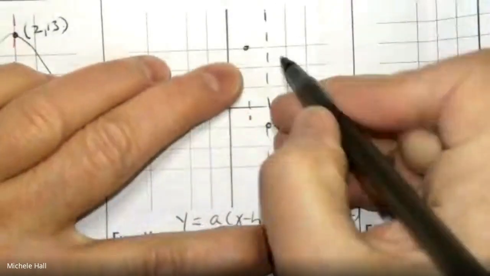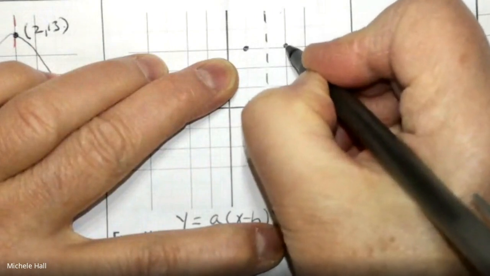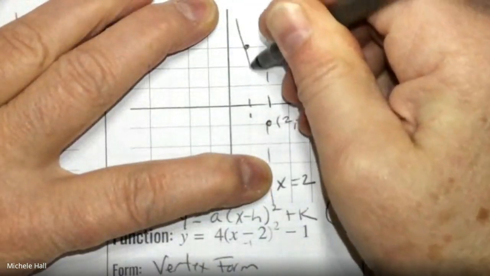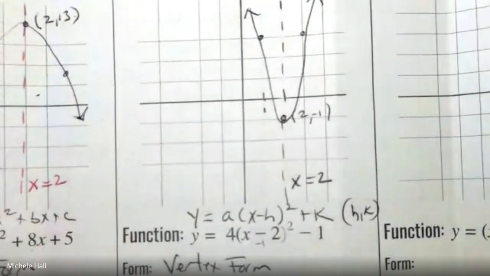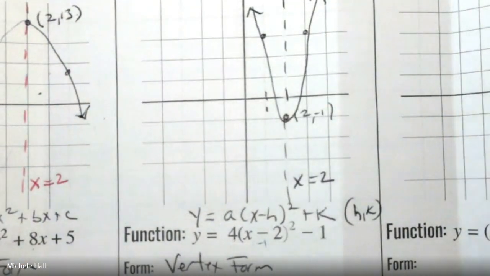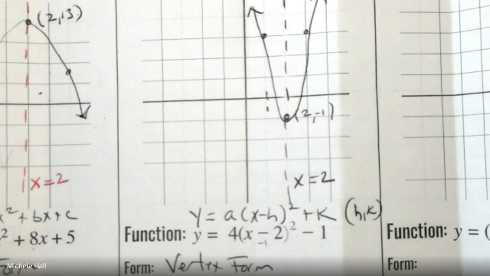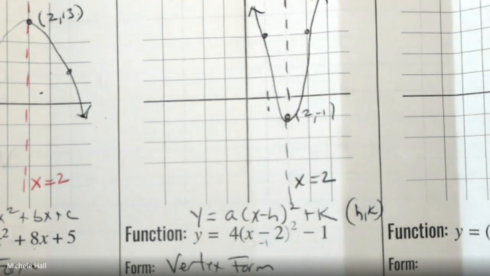And so I'm going to use my symmetry of being 1 unit away on the other side, and I can see that U shape now. And so I am going to sketch that graph. I've got my AOS, I've got my vertex, I'm done graphing. No points off. All right, so does this one have a maximum or a minimum?